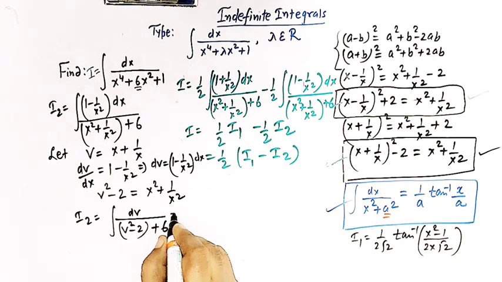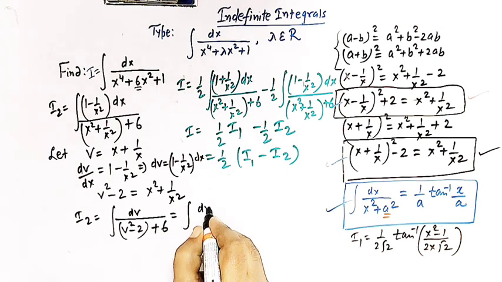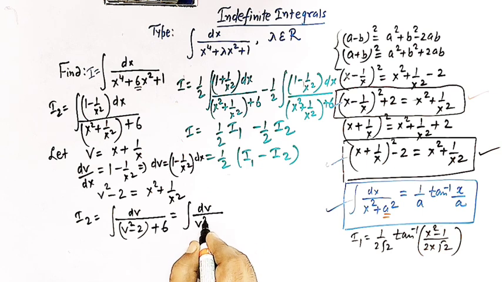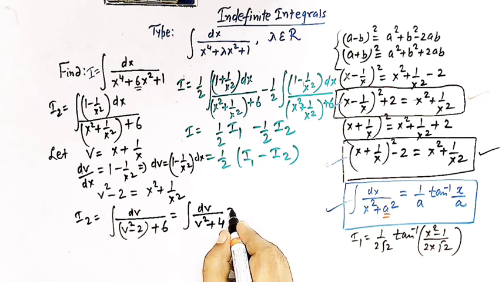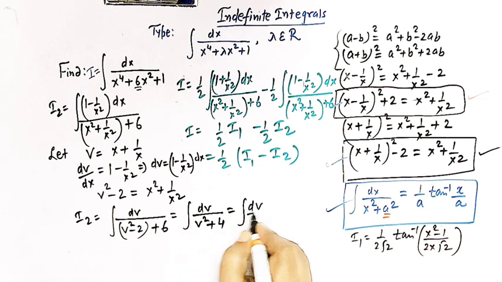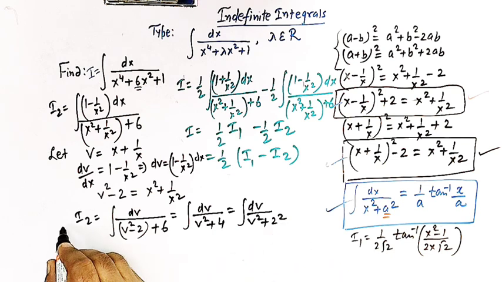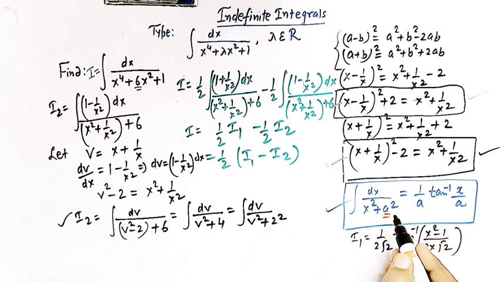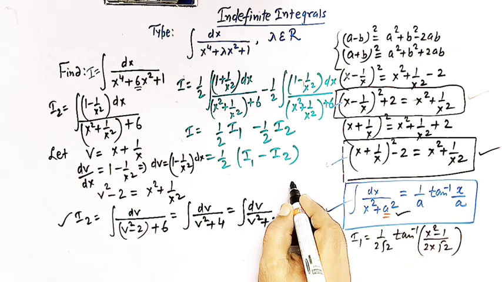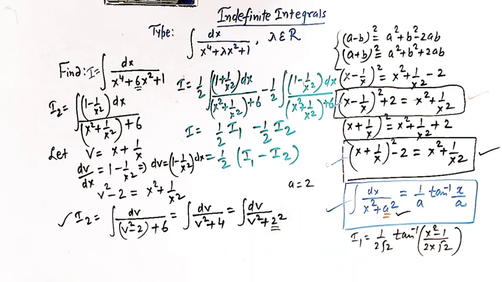So let us simplify it. So we have dv, and here we have v square plus 4. That is 6 minus 2 is 4. So here we have dv and v square plus 2 square. So again, this integral I2 is also of this form, that is integral dx over x square plus a square. The value of a is 2, right?